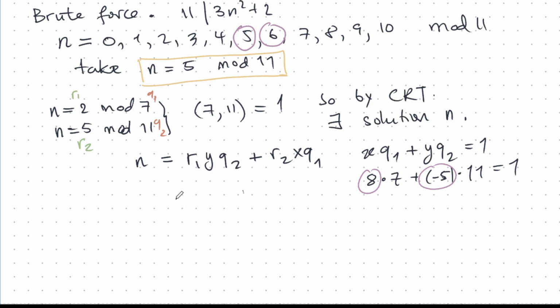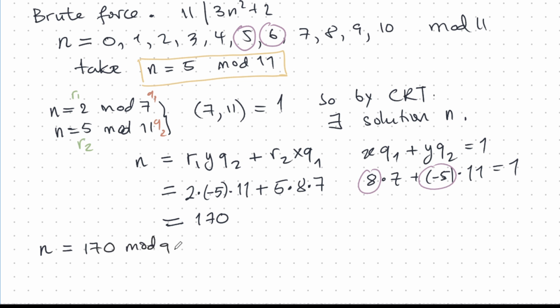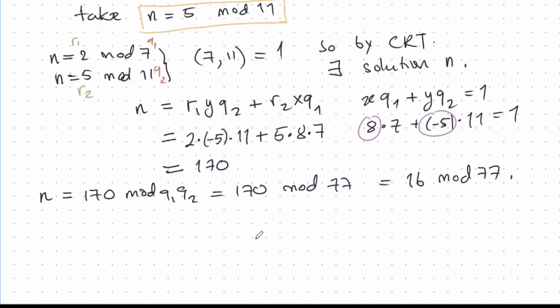Now we can plug everything in and calculate n: 2 times -5 times 11 plus 5 times 8 times 7. When you work this out, it's 170. But all solutions are equivalent mod Q1 Q2, and what's Q1 Q2? 7 times 11 is 77. If we reduce it as much as we can, it's 16 mod 77. So all solutions are congruent to 16 mod 77.